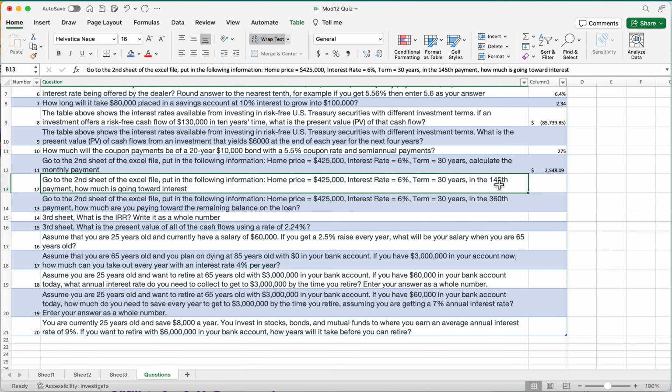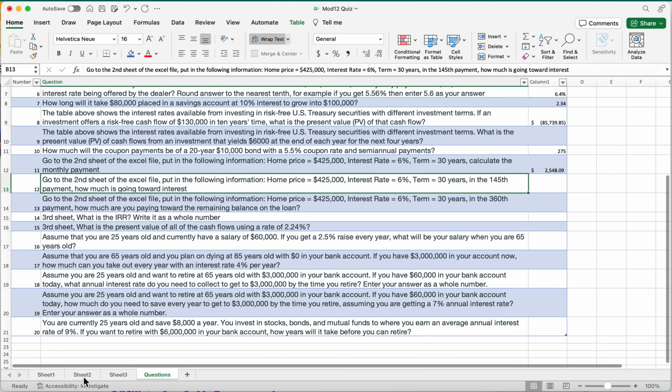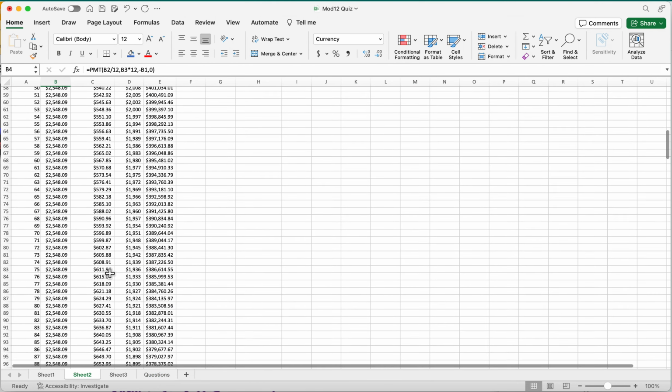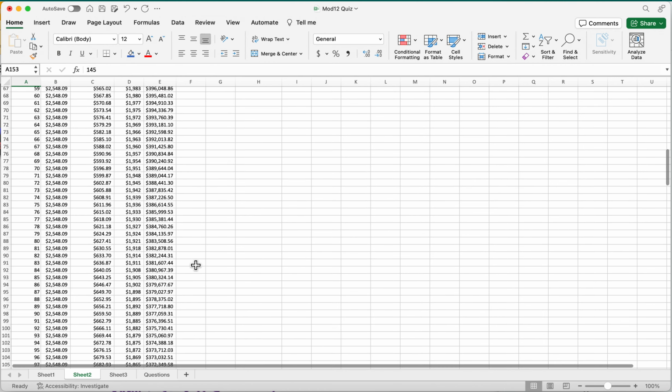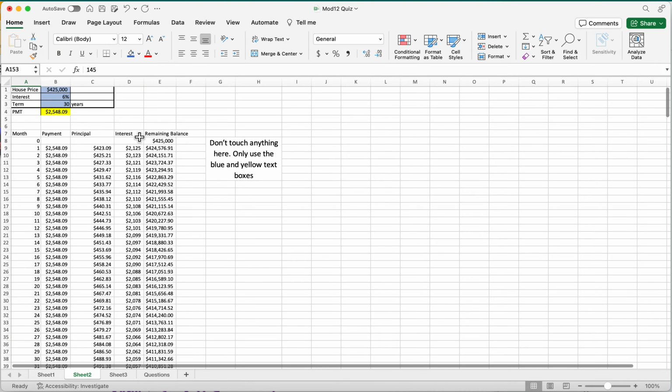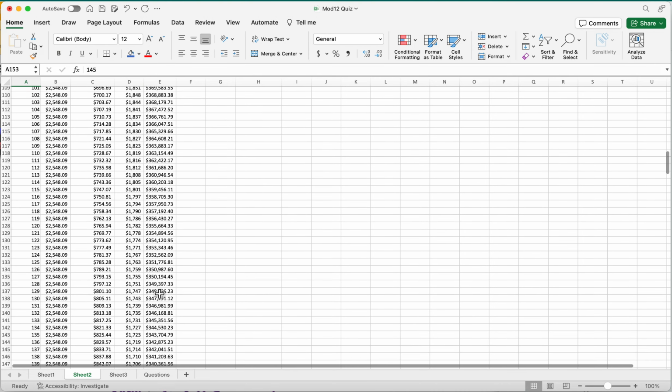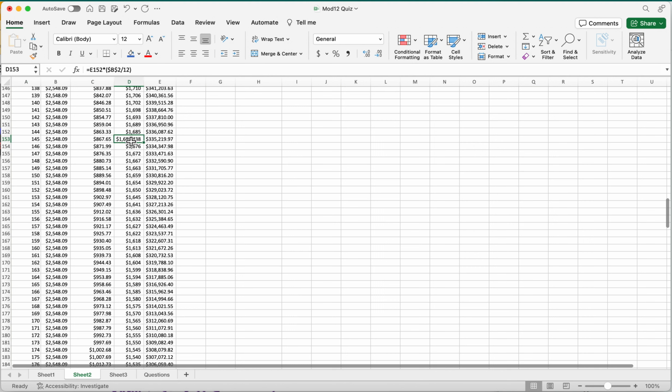Now we're trying to find in the 145th payment how much is going towards interest. So we're going to go back to sheet 2 and go down to the 145th payment. How much is going towards interest? Well, that is this column here. Right here, this is how much is going towards interest.